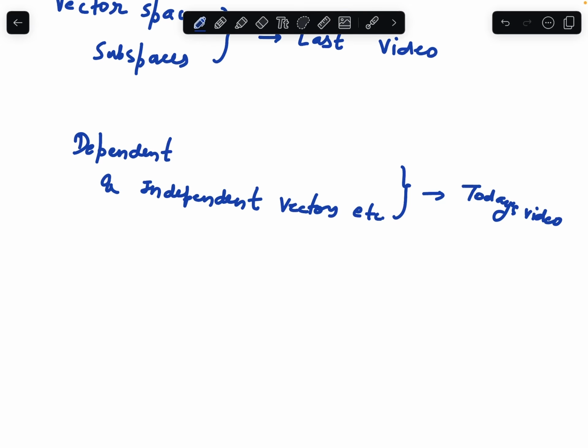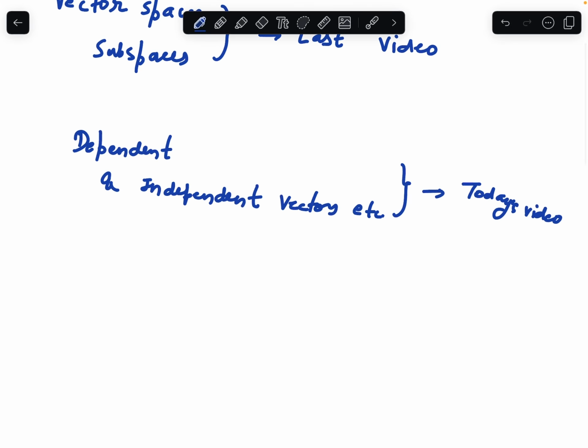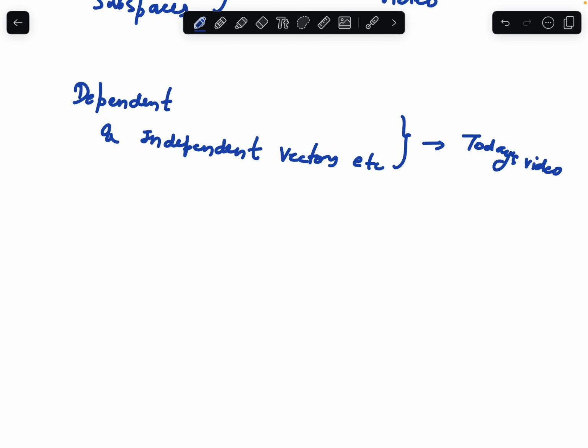Apart from this, we'll also be solving some exercise problems related to vector spaces and subspaces that we discussed in the last video. So let's start with some exercise problems.